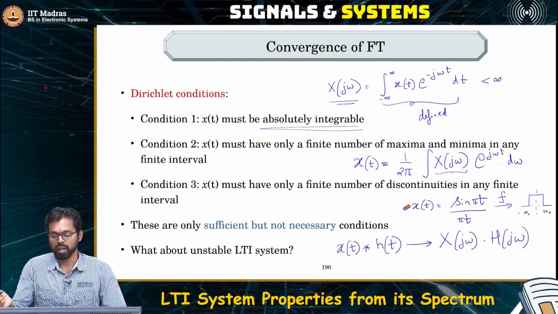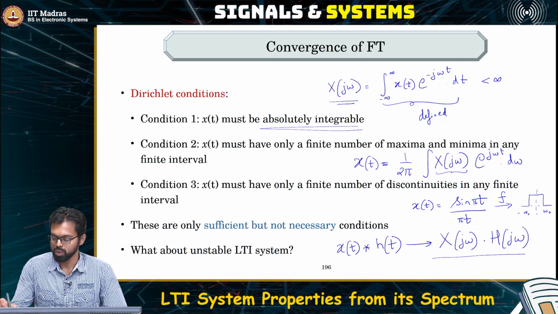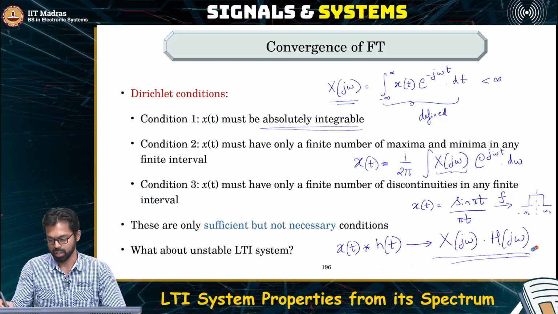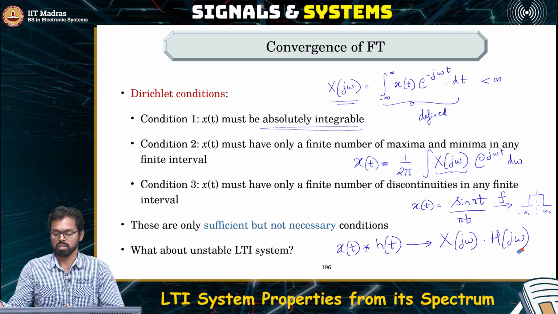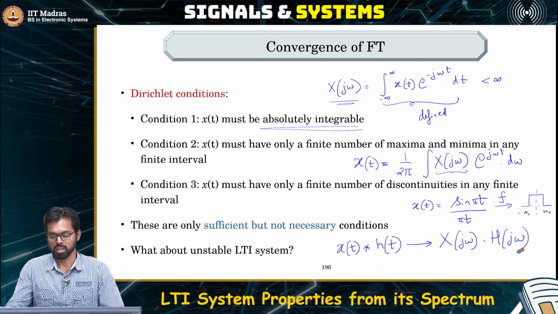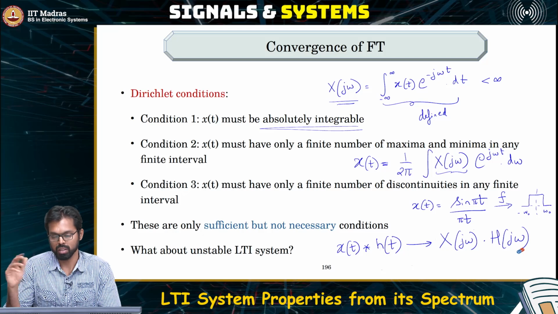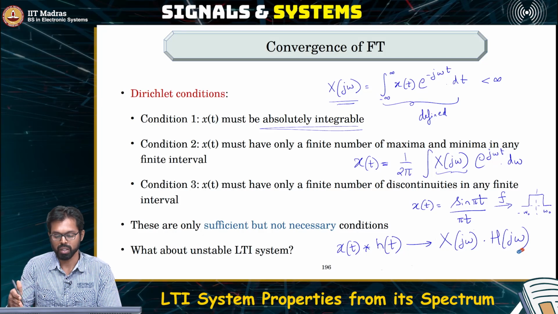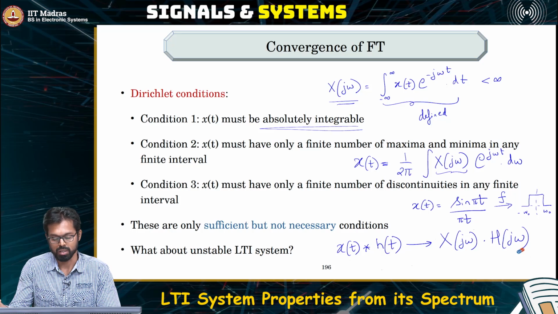So this is a drawback where if the system is unstable, then you cannot use these properties and you cannot simplify convolution. This is the reason why we will define another transformation later, called the Laplace transformation, which will take care of this particular problem. We will see that a little later. Now we will continue with this Fourier transform analysis.